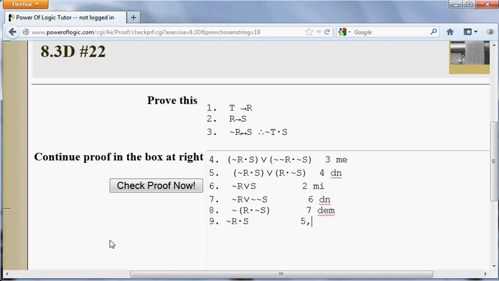I do need a comma between the 5 and the 8, but I don't need anything afterwards. And S is part of what I want to prove, so now I'm going to simplify out S. That's going to be a 9 Simp. What's the other part of what I want to prove? Well, not T. If I look up to line 1, I see that it's if T then R, so I'm going to want to get not R. Well, I have not R on line 9, so let me simplify that out too.